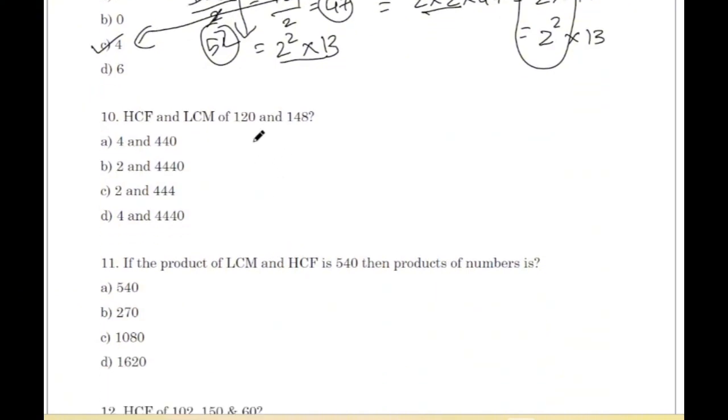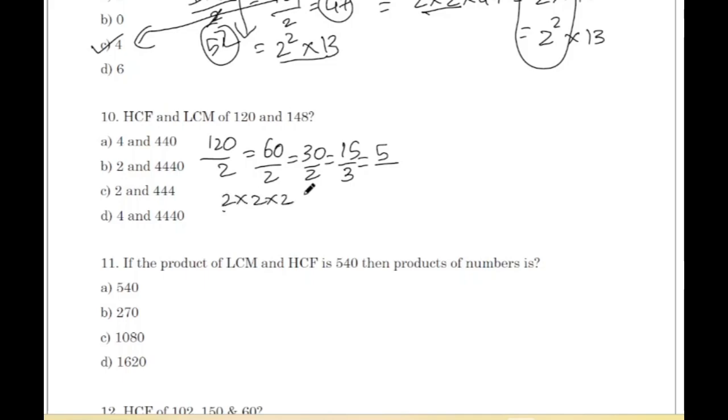Let us find the HCF, and they have asked for the LCM as well. It's a very tricky question, but we know how to do it perfectly. 120 divided by 2 is 60. 60 divided by 2 is 30. 30 divided by 2 is 15. 15 cannot be divided by 2, so divided by 3, it is 5, and 5 is a prime number, and the rule says when a prime number comes, please stop. So write 2 into 2 into 2 into 3.